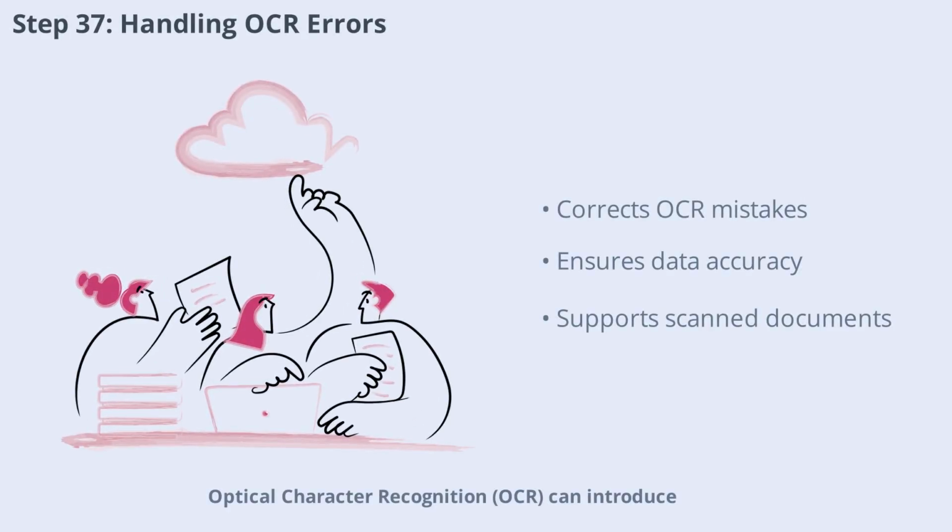Optical character recognition (OCR) can introduce errors when converting scanned documents to text. Correcting these errors is essential for ensuring that your analysis is based on accurate data. This step may involve manual review or automated correction tools.